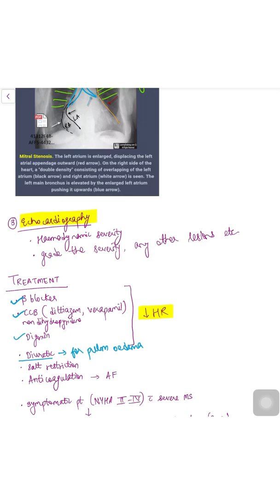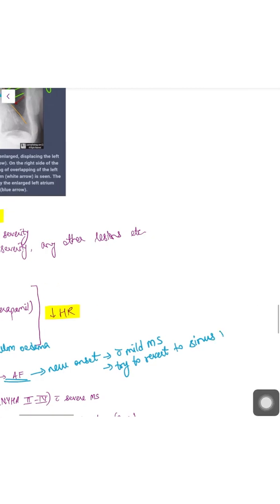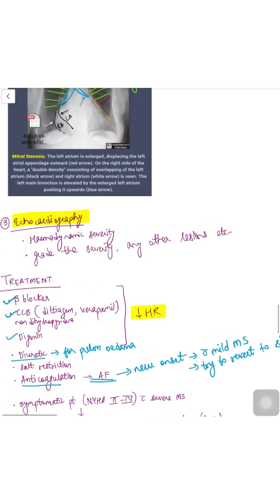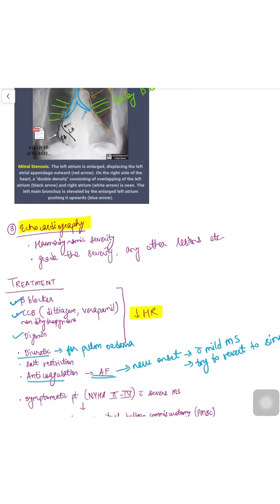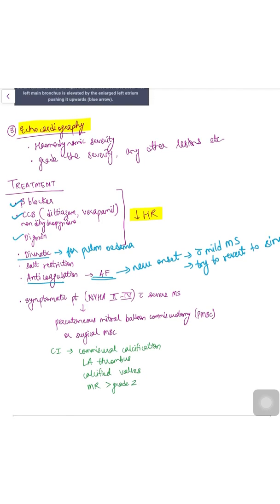Anticoagulation. Anticoagulation you give only in case the patient develops atrial fibrillation. If the patient does not develop atrial fibrillation, there is no use of giving an anticoagulation. There is no indication to give an anticoagulation. And in a patient who has developed a new onset AF with a very mild MS, instead of an anticoagulation, you can try to revert the patient back to a sinus rhythm. Okay? That is the medical management.